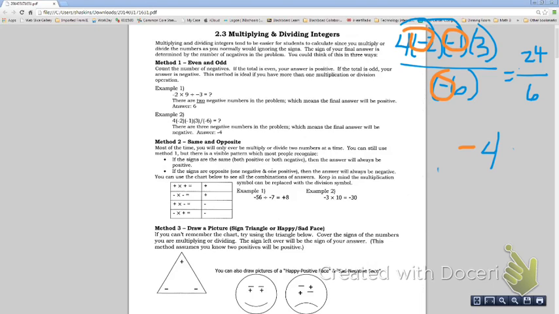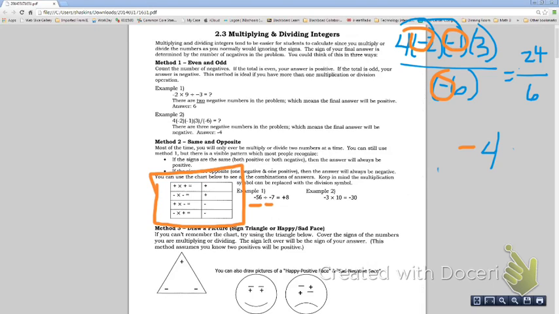If the signs are the same, like positive times a positive or negative times a negative, then your answer will always be positive. If they're opposites, like a positive times a negative or a negative times a positive, then your sign will always be negative. There's a chart that can help you remember this or see this. If you're a chart type person, you need to see it written all out. There it is. So I had the example of negative 56 divided by a negative 7.